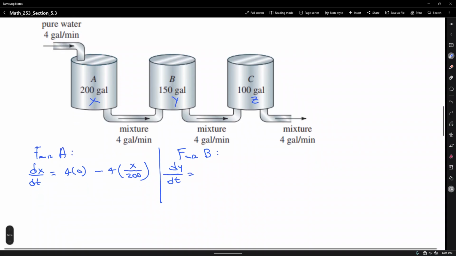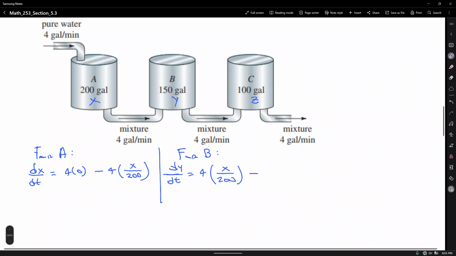So, okay, what's coming into B? A mixture at a rate of 4 gallons per minute. However, since this is coming from tank A, that contains the amount X, isn't it? So that'll be 4 times X divided by 200. Careful. Now what's coming out?